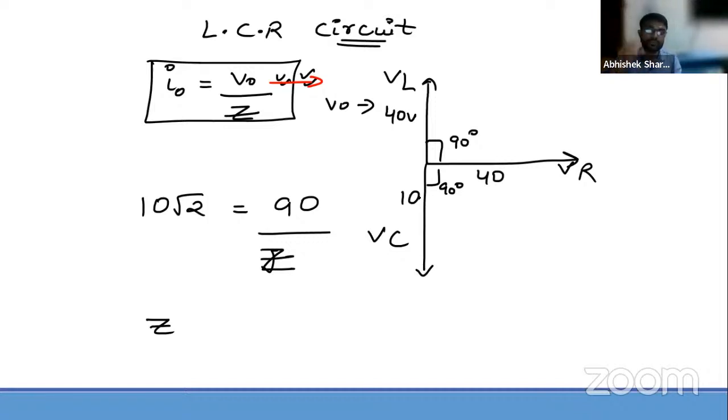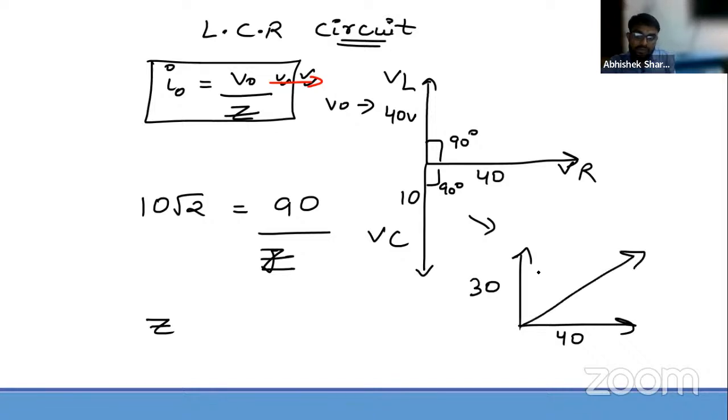So net will be what? Net will be plus 30 j cap. So the net will be like this: plus 30 j cap, and on the x-axis, 40 i cap. Net will be how much? Net will be, we know this, root of 30 square plus 40 square. If you solve this, students, you will get the net answer as 50. So the net voltage which we are getting here is 50 volt.